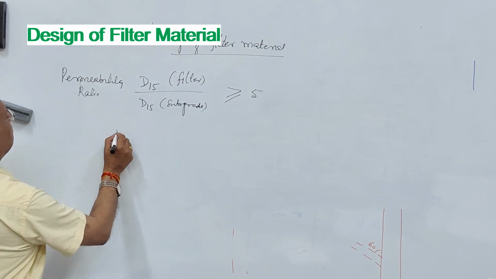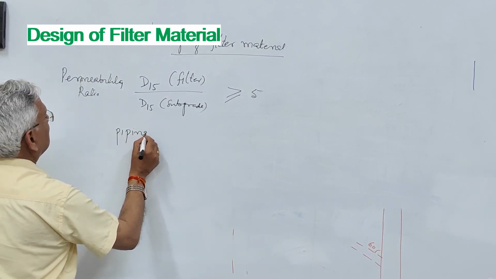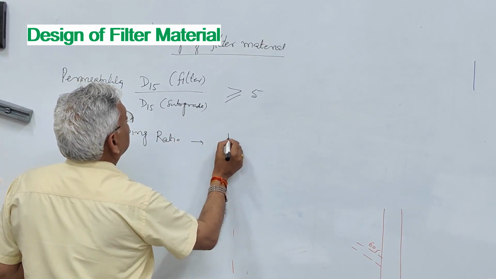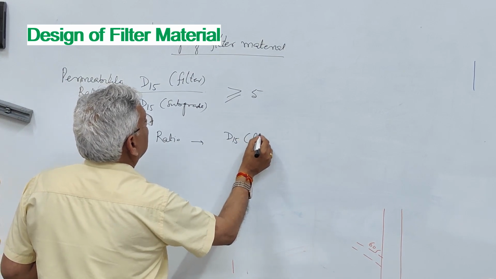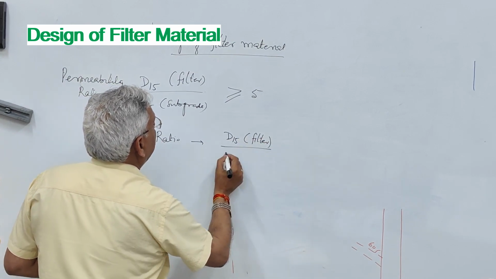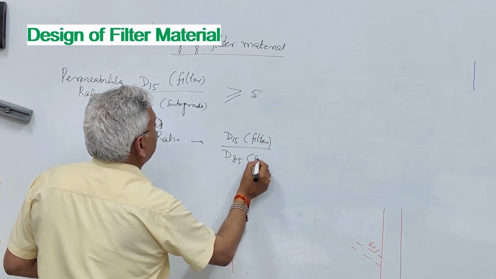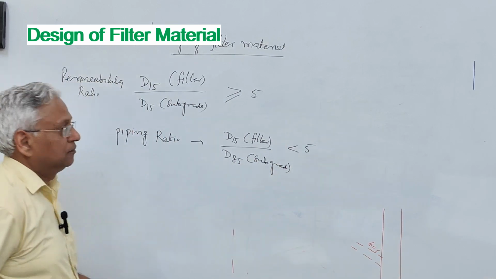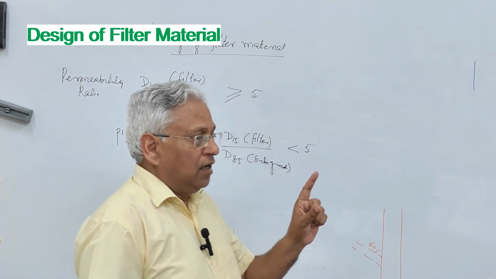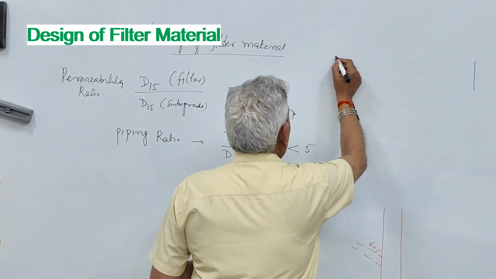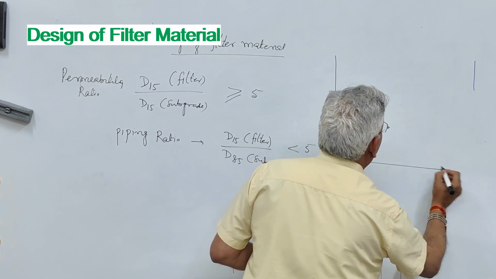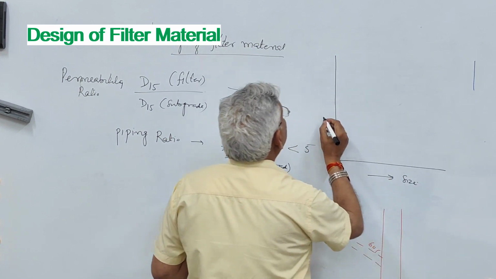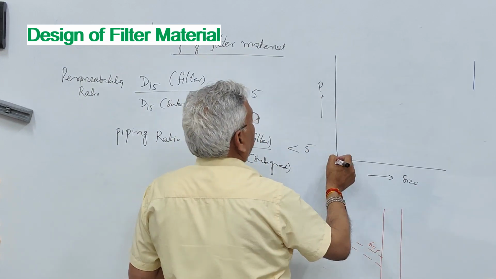And the second criterion is what is called the piping ratio. The piping ratio says that D15 of the filter material divided by D85 of the subgrade should be less than 5. That means if you know the grain size distribution of the subgrade soil, this is the sieve size, and this is the percent passing, 0 to 100.